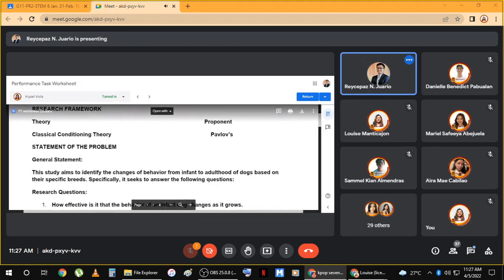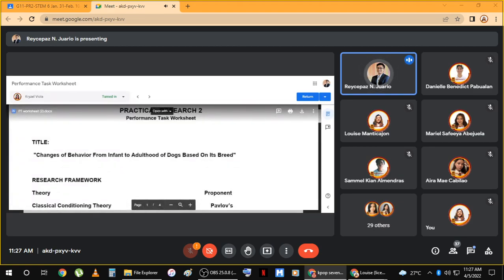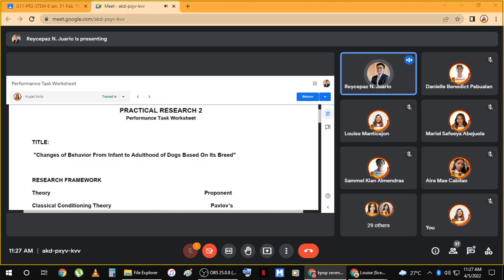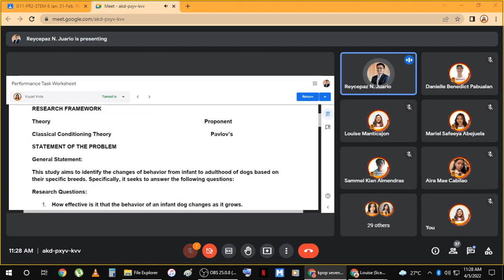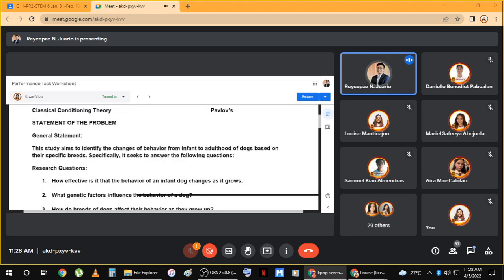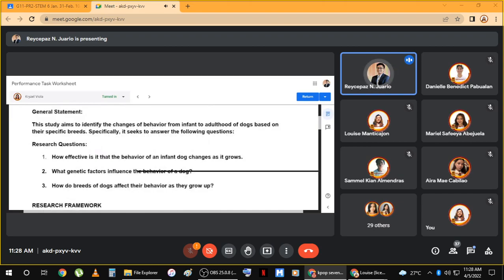Okay. The topic is changes of behavior from infant to adulthood of dogs based on its breed. And you have here the theory of classical conditioning by Ivan Pavlov. And we have here your statement of the problem, which you want to identify the behavior of a specific breed of a dog. It's going to be a qualitative type of research.